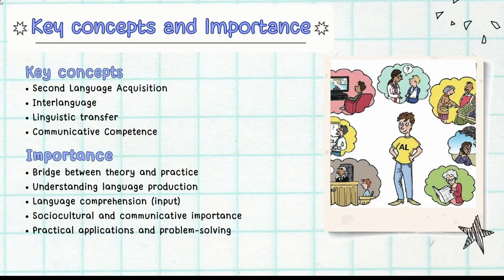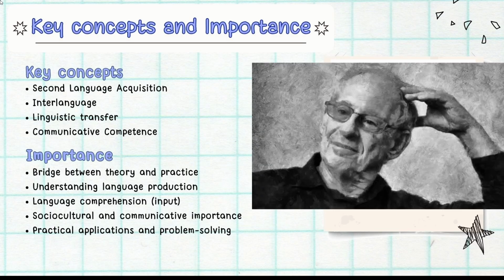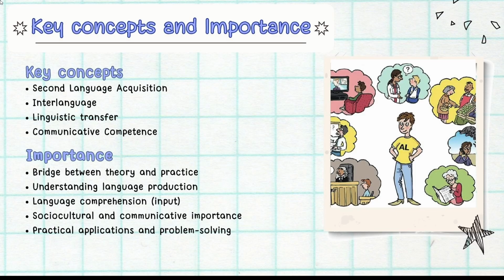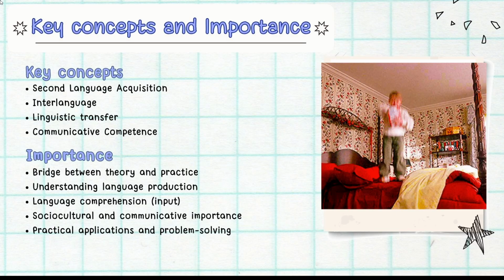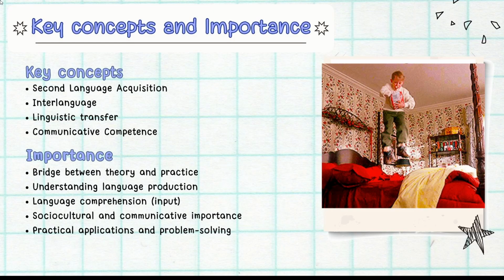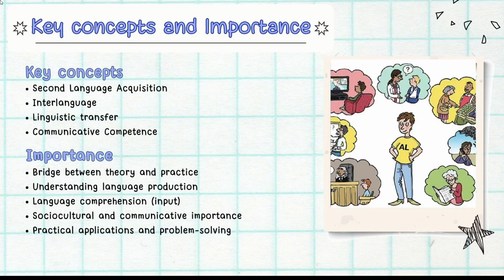Now, let's look at some important rules or theories that help explain how we learn language. The first one is comprehensible input from Stephen Krashen. He says that we learn when we understand what we hear or read, even if it is a bit more difficult than our current level. For example, a student hears, "The boy is jumping. Look, he's jumping so high." Even if they don't know the word jumping, the visual context helps them understand it.